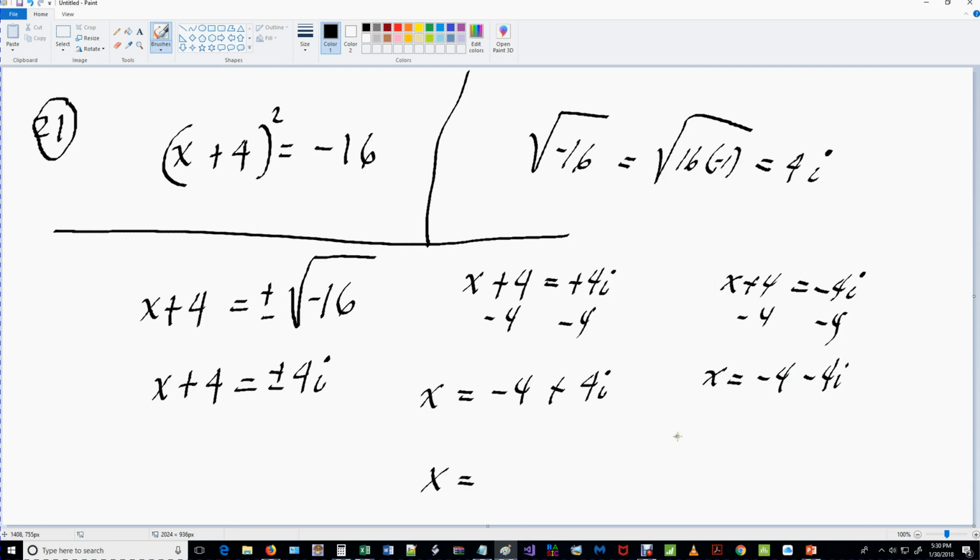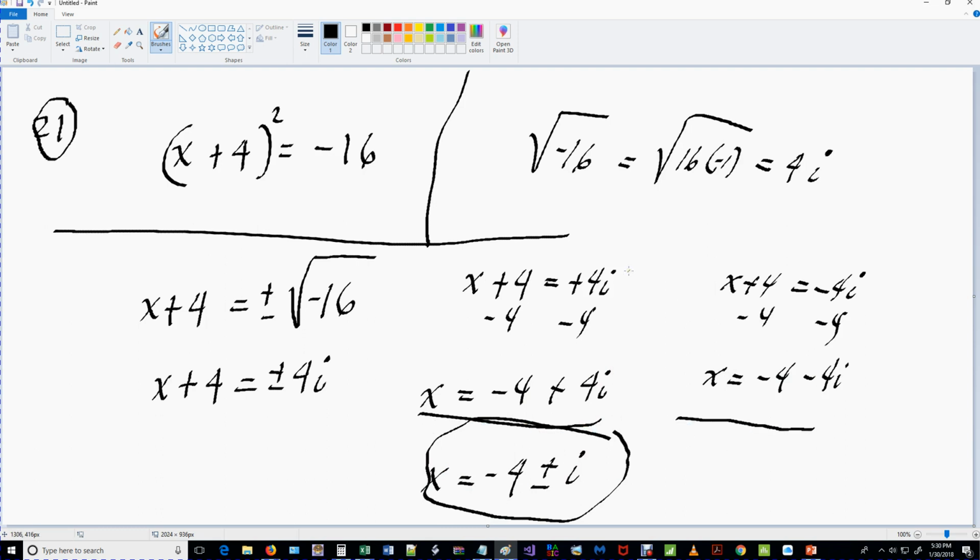or you can just leave them like that, right? You have two answers, that's perfectly alright. But if you want to make them look nicer, it would be minus 4 plus or minus i. And either way, it's a good answer, right? So this is a good answer. Or you can leave the answer as 1 and 2 solutions. Either way.